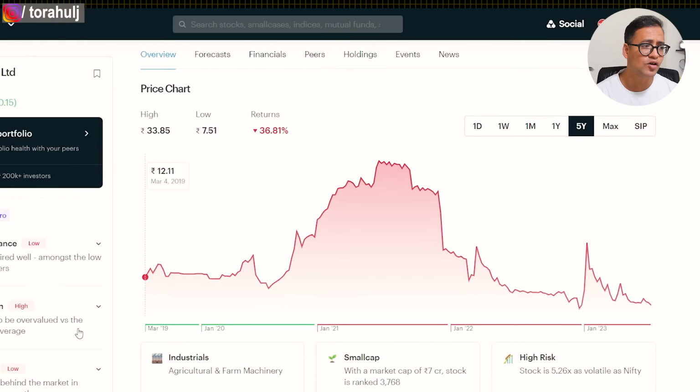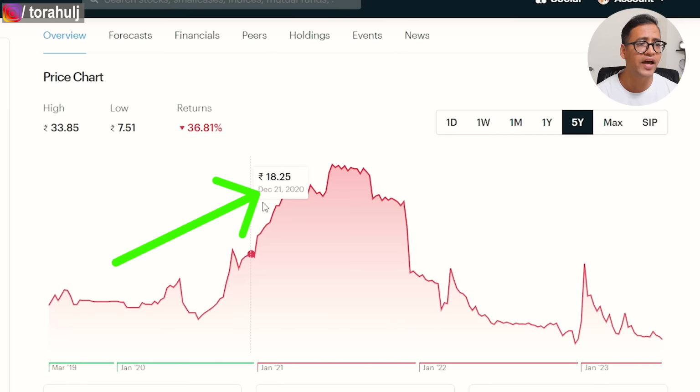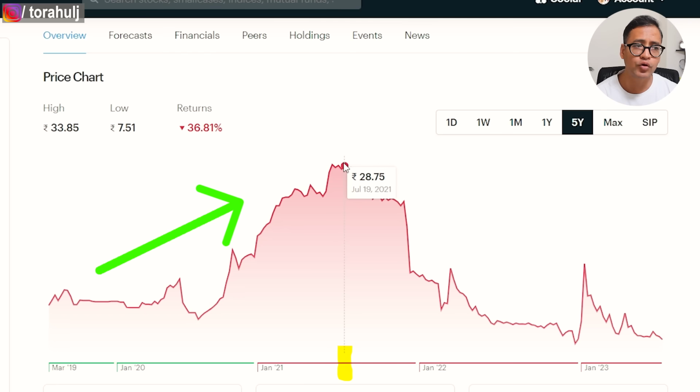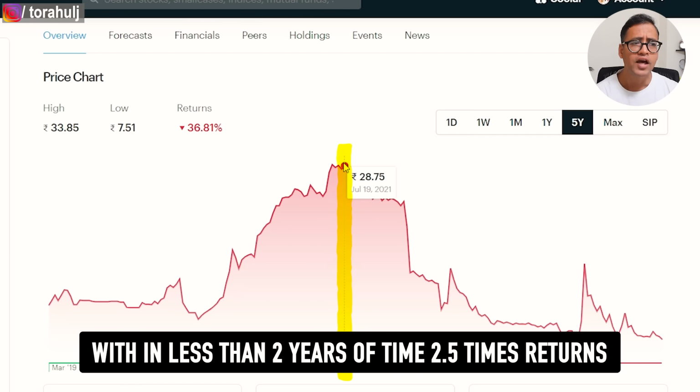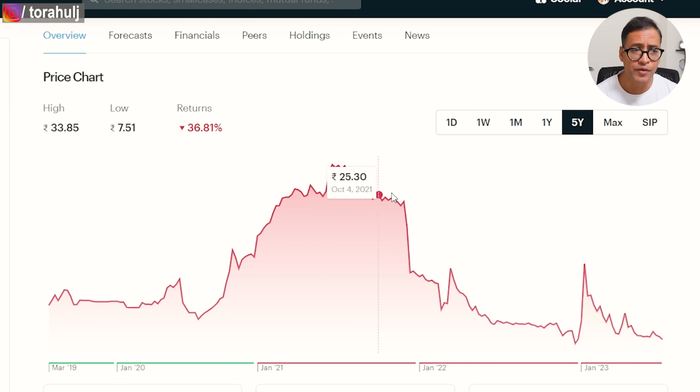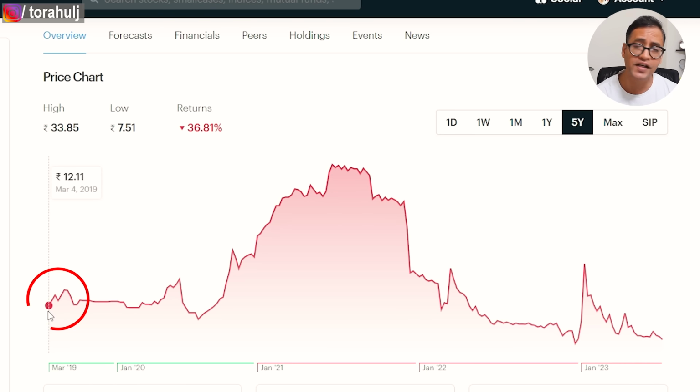If you look at the pricing of this stock, in March 2019 it was trading at 12.11 rupees. And then around July 19, 2021, the stock price shot up to 28 rupees. So within less than 2 years, the stock gave 2.5 times returns. And you see what happens afterwards. The stock has fallen down and has in fact given losses. It is now trading at 8 rupees, giving losses to people who invested here at 12 rupees.